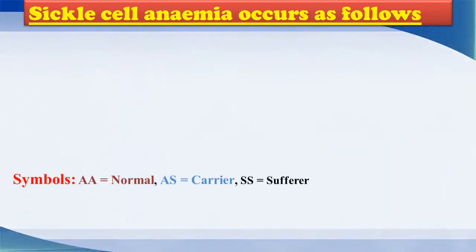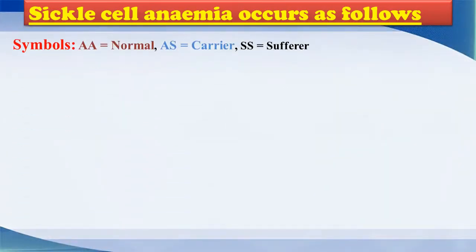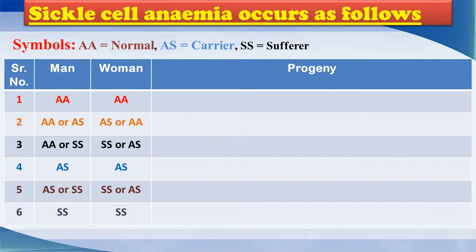Now here sickle cell anemia occurs as follows. Students, one table is given in your textbook, page number 191. So let's study about it. Here symbols are given in the table, like AA refers to the normal person, AS means the carrier person, and SS means the sufferer person. In the table, 4 columns are given: serial number, man, woman and progeny. Progeny means their generation or their children. In the first row, AA and AA, the man is a normal person, and the woman also has normal blood cells.